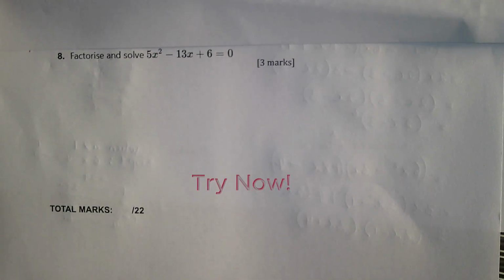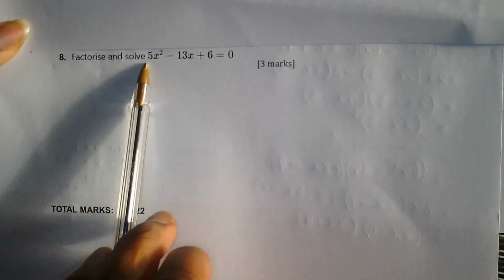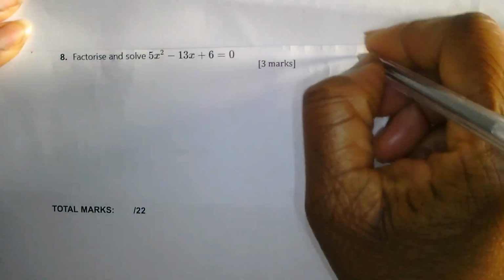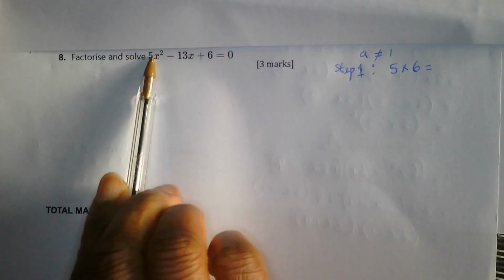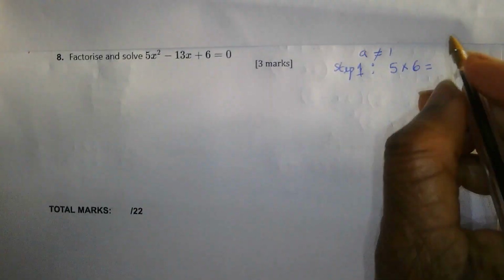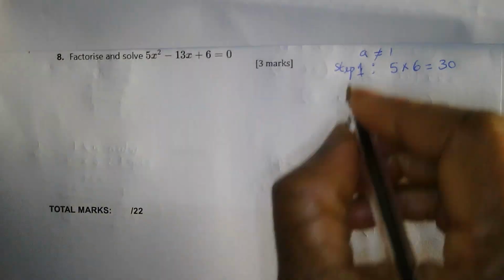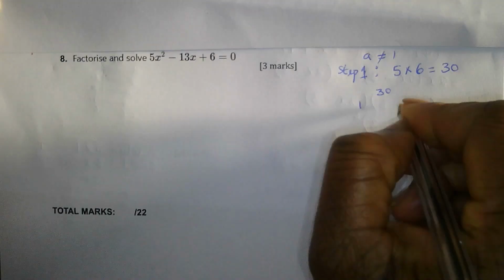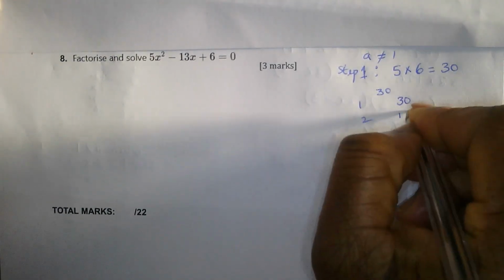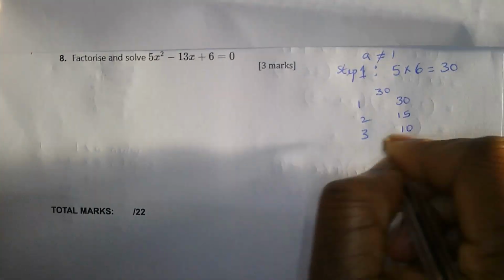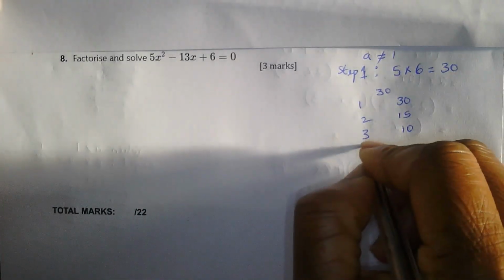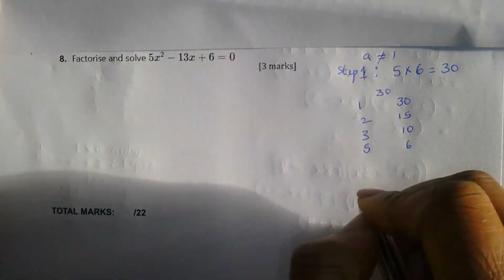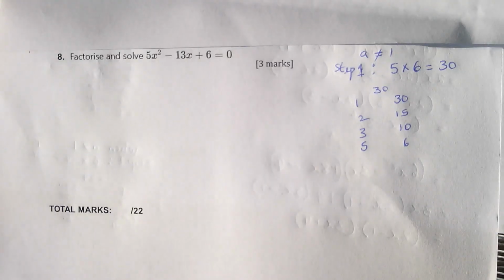Question 8. Factorize and solve 5x squared minus 13x plus 6 equals 0. Since our coefficient of x squared is not equal to 1, we need to do that first step. Step 1. 5 times 6, which is 30. Now let's think of pair factors of 30. 1 times 30, 2 times 15, 3 times 10, there's no 4. 5 times 6 is 30. 6 times 5, well, we already have it, so we stop.